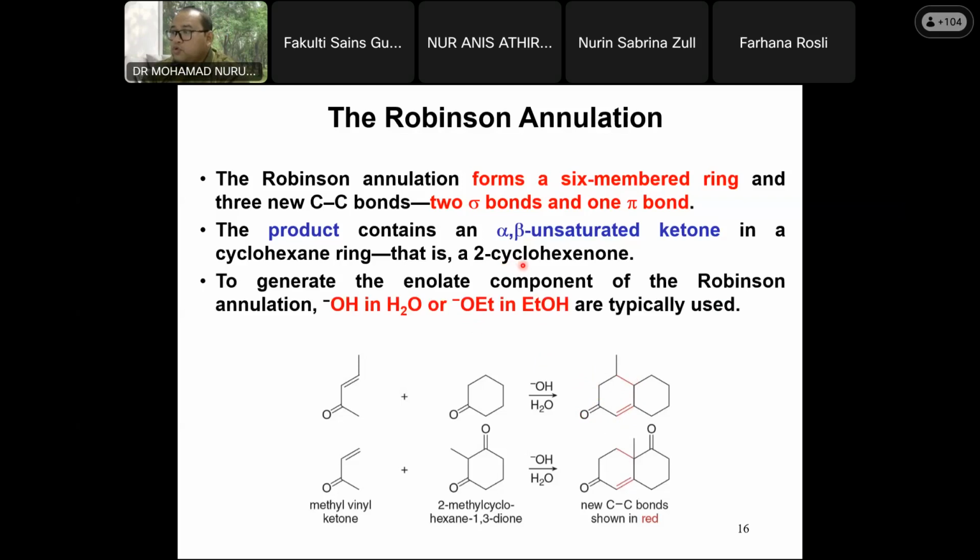So to generate the enolate components, the Robinson annulation needs a base. For example, OH base in water, and also ethoxide in ethanol are typically used for these reactions. So for example, as I said, this forms a 6-member ring. It also forms 2 new sigma bonds and 1 pi bond. So this is an example of the Robinson annulation reaction.